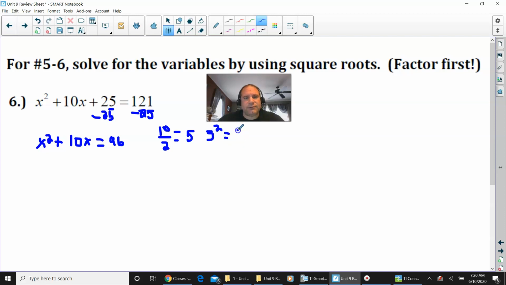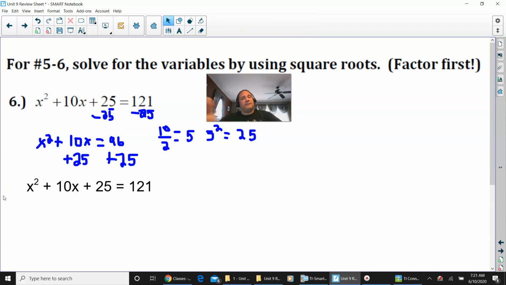And that equals 25. And you have to add 25 to both of these sides. This is creating that perfect square. It's helping you use this method. All right. So we have x squared plus 10x plus 25 equals 96 plus 25.